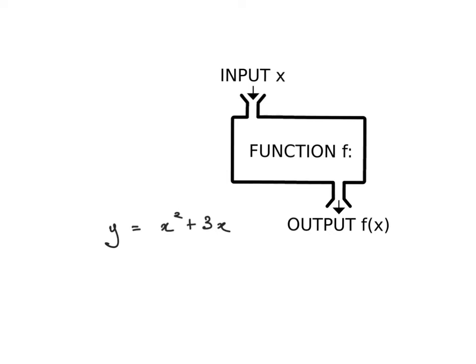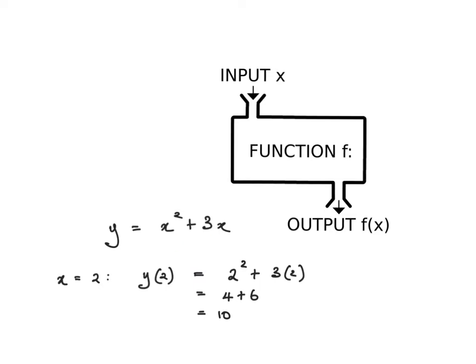So for instance, if I was to take the value x equals 2, so y of 2, which is to say the value of y when x is 2, is 2 squared plus 3 times 2, 4 plus 6 equals 10. So the input value is 2, the output value is 10, and this is the function.